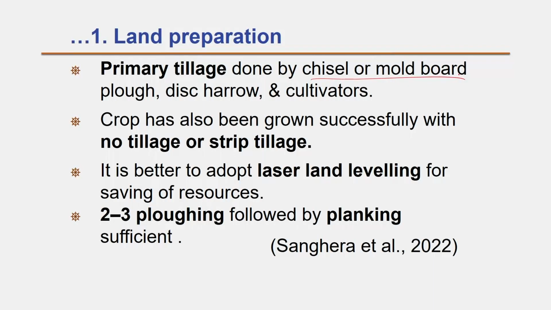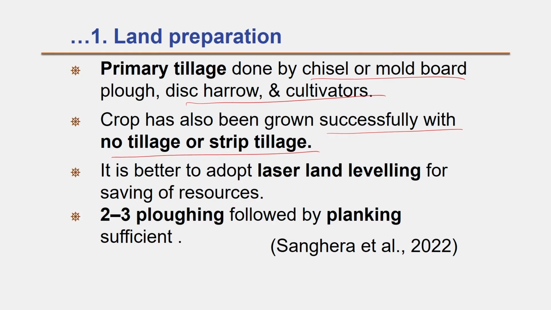Primary tillage is done by chisel or moldboard plough, disc harrow and cultivators. The crop has also been grown successfully with no tillage or strip tillage operation. In no tillage, you need not go for any kind of tillage, which is also called zero tillage.